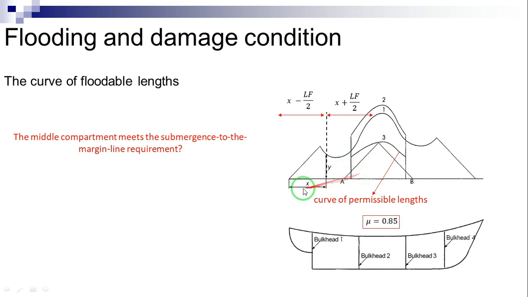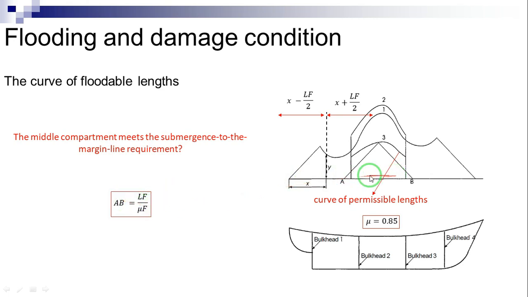Indeed, as the y coordinate of the curve of floodable length is equal to half the length LF, we obtain on the horizontal axis a length AB equal to LF divided by mu times F, factor of subdivision. That is the permissible length. It is larger than the length of the compartment.